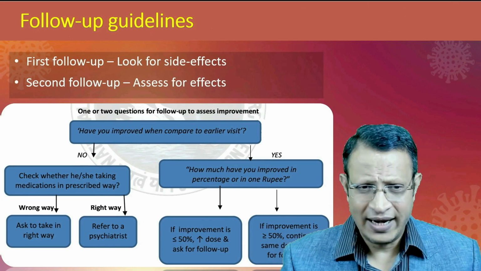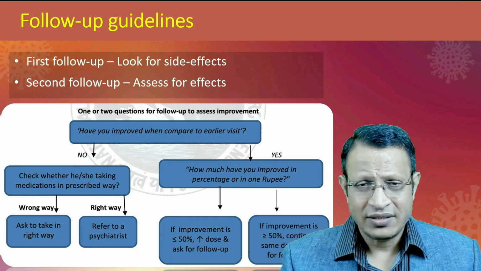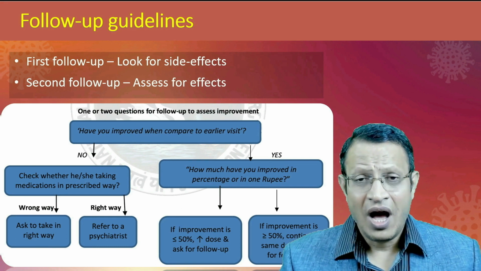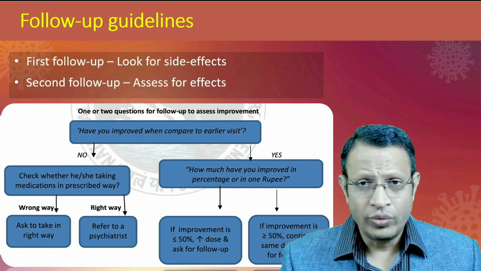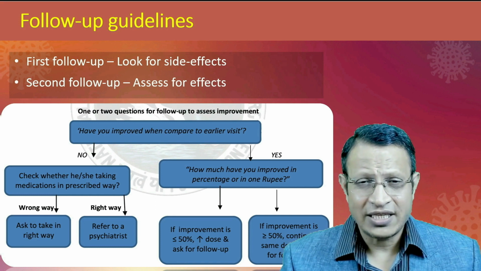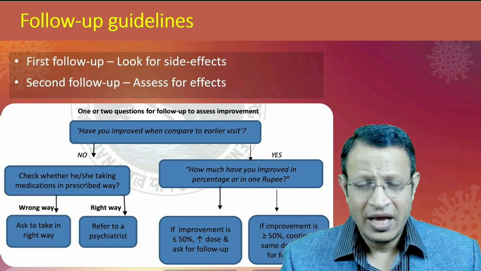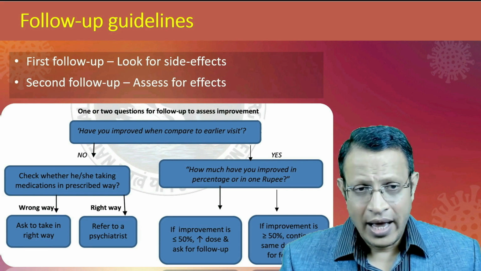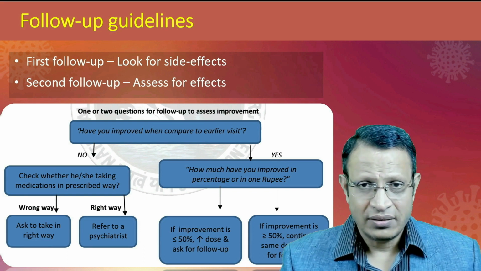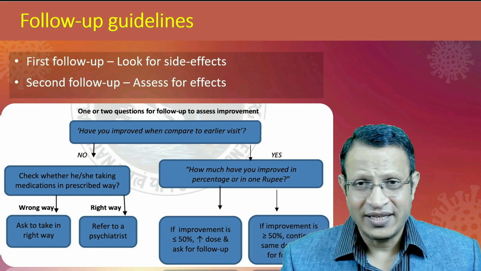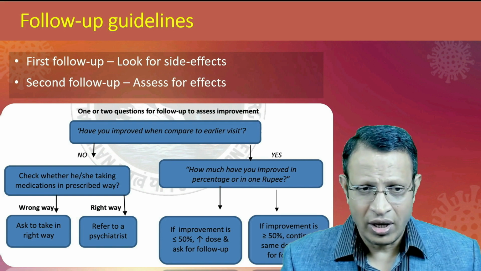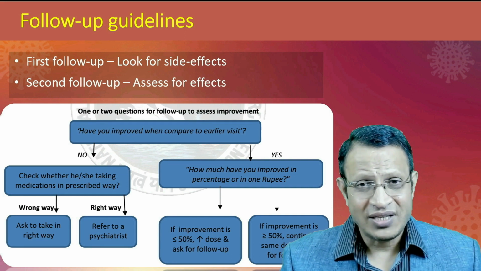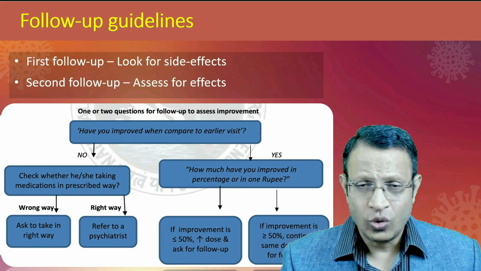Coming to the follow-up guidelines, you need to understand. The first follow-up should be after 2 weeks. After 2 weeks, look for side effects like extrapyramidal symptoms, tremor. If there are no side effects, call them after 2 weeks, that is approximately after 1 month. Look for the effect of medication, whether the symptoms are improving or not. If the symptoms are not improving, ask whether the patient is taking medication regularly, whether it is supervised.